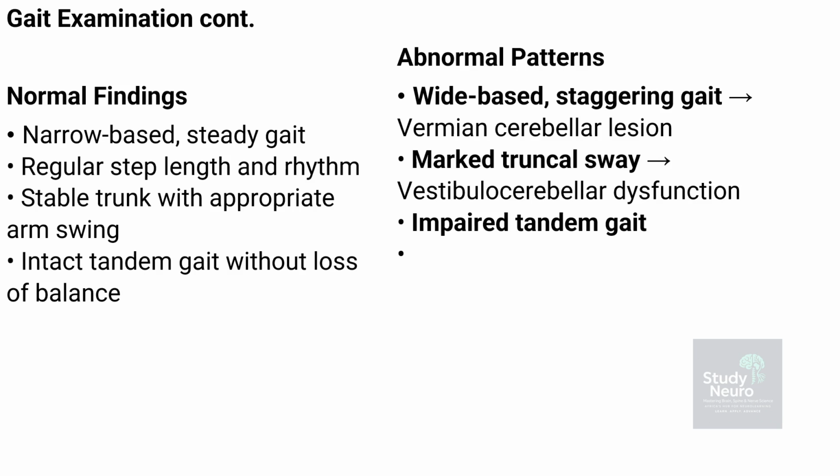Abnormal findings help localize cerebellar pathology. A wide-based, staggering gait points to a vermal lesion. Significant truncal sway indicates vestibulocerebellar dysfunction. Impaired tandem gait with preserved strength suggests cerebellar ataxia, and asymmetry may reflect a focal cerebellar problem.